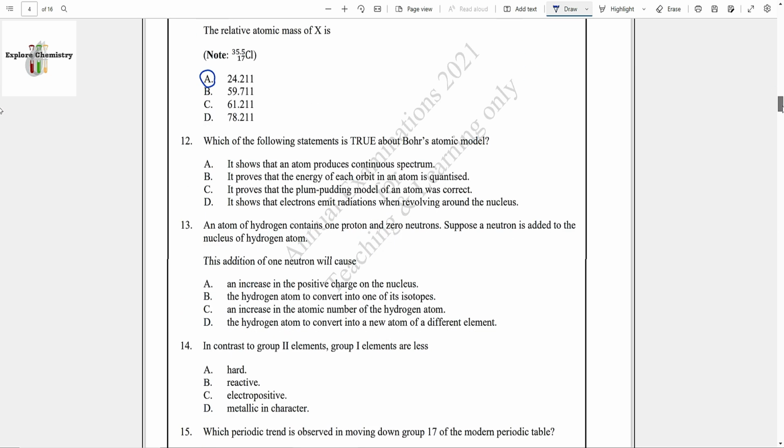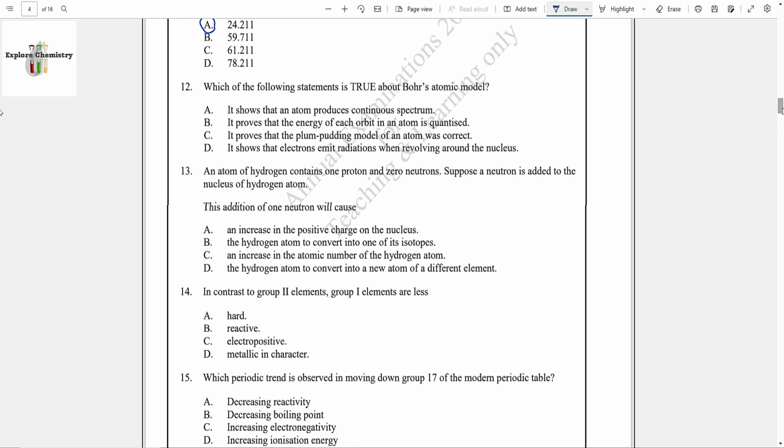Number 12 says, which of the following statements is true about Bohr's atomic model? It shows that an atom produces continuous spectrum. No, this was wrong. It proves that energy of each orbit in an atom is quantized. This was correct. He says whenever an atom is revolving in a particular orbit, it will never lose or gain energy because energy is quantized. So this is the correct answer.